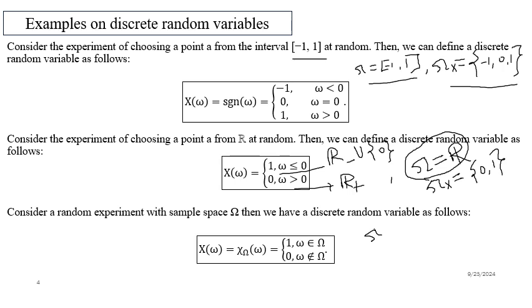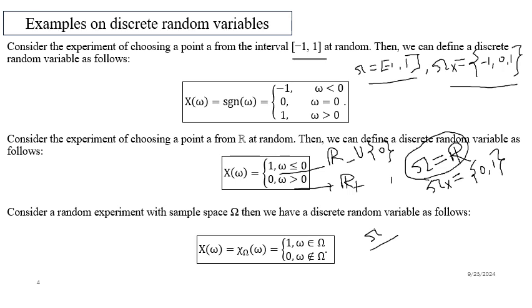It is any omega. Remember that in the first example, the domain is the closed interval minus 1 to 1, a very specific set, a subset of the real numbers. In the second example, the sample space is R, again a very specific set. In the third, it can be any kind of sample space. We are not putting any specification there, we are just freeing it. So here omega is just omega, any kind of omega.